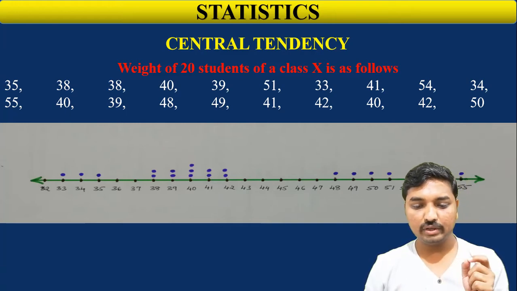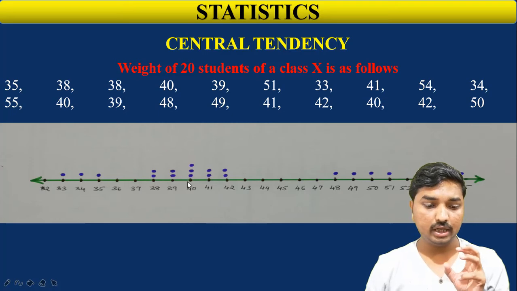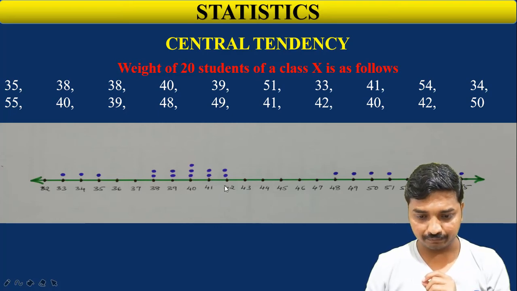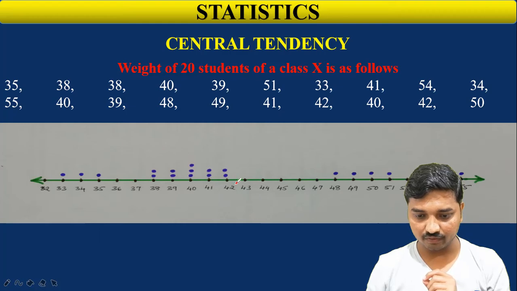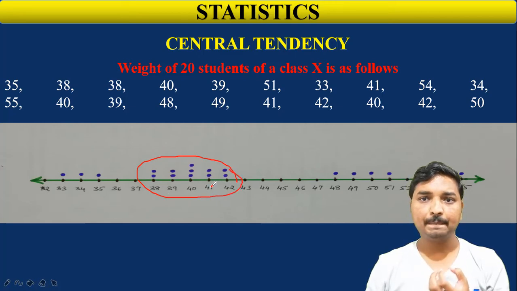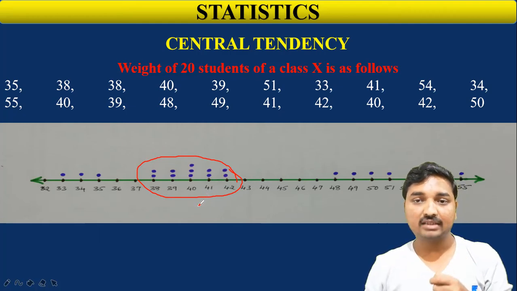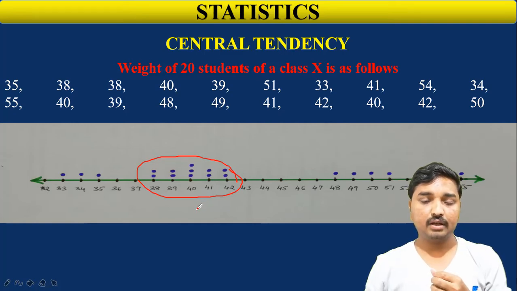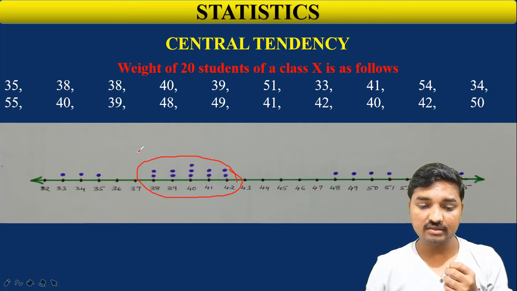So now if you carefully observe this representation of the data on a number line, look here. In this region, from 38 to 42, we are going to see more data, meaning the maximum number of students lies in this region. The weight of the maximum number of students lies in this region only.